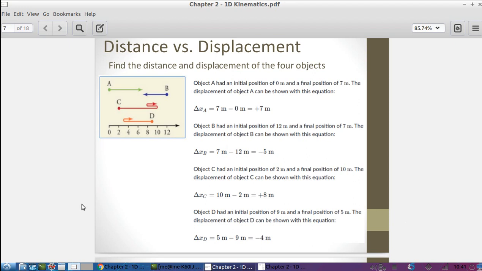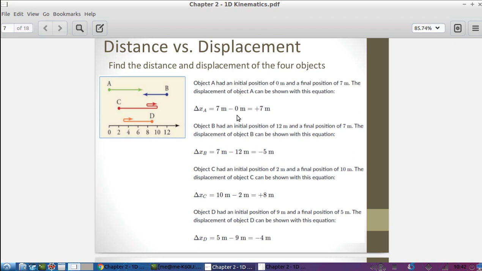So now we're going to look at the displacement of each of these objects. For object A, its distance is the same as the displacement. So we're using this delta x formula from a couple slides back. So we're going to take object A's final position, subtract its original position. So its final position was at the 7 meter mark. Its initial position was 0 meters, the origin. So 7 minus 0 is positive 7. Right? So it's a positive displacement. And we see that it's the same as the distance. Right? So distance and displacement can be the same, but they're not always.